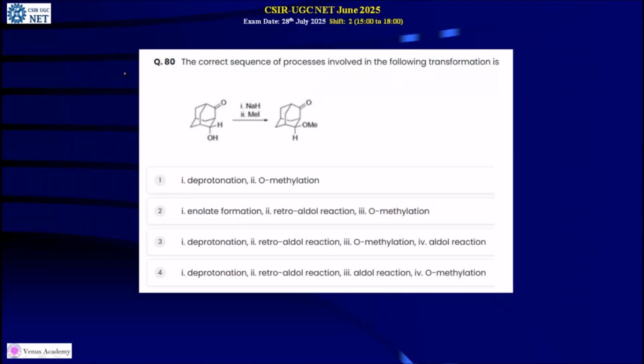Next, question number 80. The correct sequence of processes involved in the following transformation is, here is what is happening: this hydroxy group is tilted to here and formation of an ether is going to take place. Question number 80, option number 4 is the correct option, students. This is going to form by deprotonation followed by retro-aldol reaction, followed by aldol reaction, then followed by O-methylation. So option number 4 is the correct option, students.